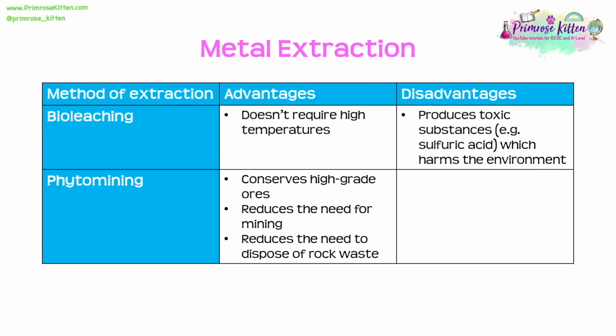Phytomining, on the other hand, is very useful because it can conserve high-grade ores, and it reduces the need for mining, and it also reduces the need to dispose of rock waste. However, some disadvantages of it is that it's quite slow because, of course, we need to nurture these plants, grow them to a good size, before we can then burn them and extract the metal.